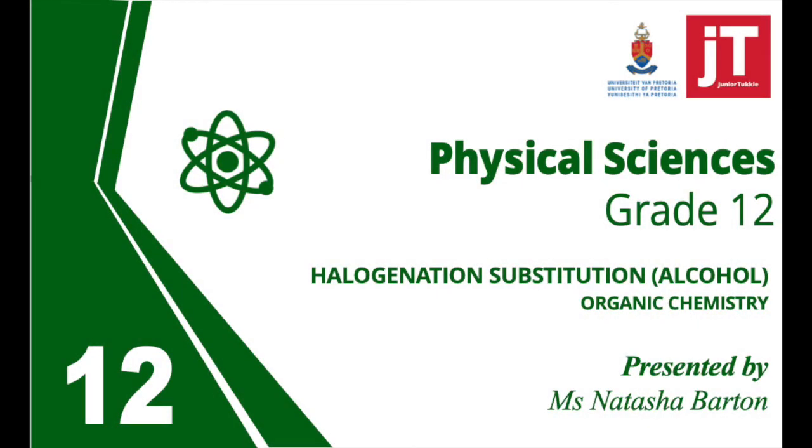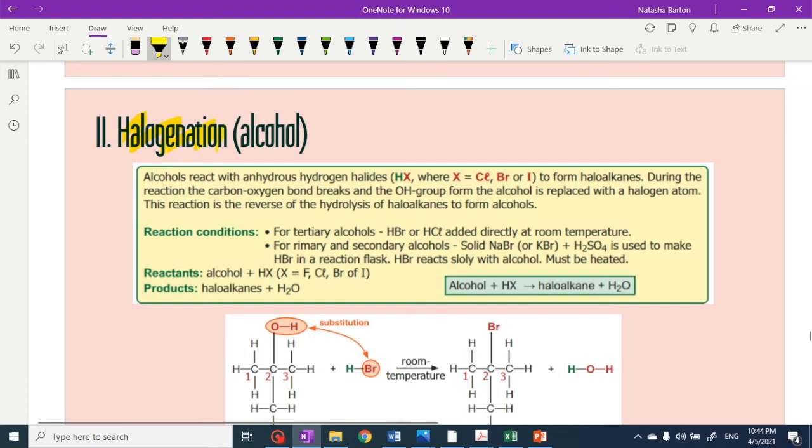The second type of halogenation substitution reaction that we're going to be dealing with involves an alcohol. And you're going to see that the reaction conditions here become a bit tricky, but I'm going to try my best to explain to you as best as I possibly can. So, in these reactions, we are going to have an alcohol reacting with anhydrous hydrogen halides.